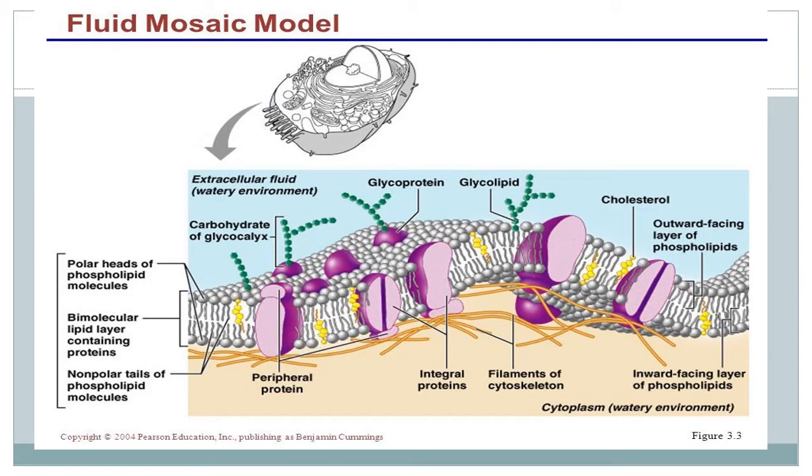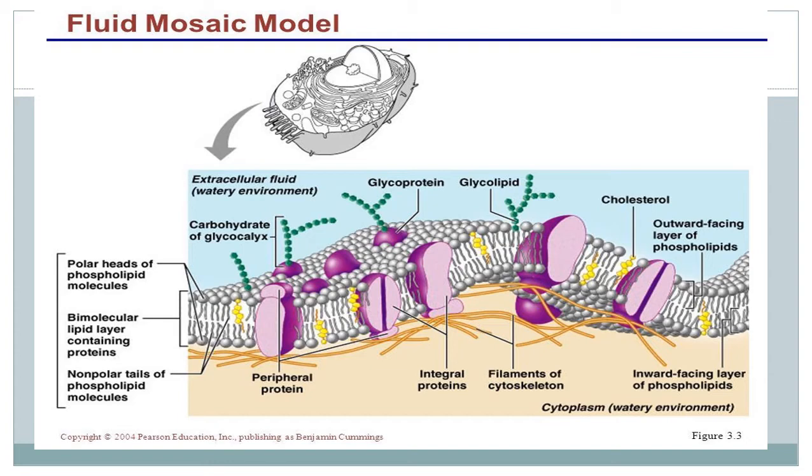Now here is the structure of the fluid mosaic model, showing you the phospholipid bilayer, the phospholipids with the polar heads pointing into the extracellular fluid and the cytoplasm, and the hydrophobic interior formed by these fatty acid chains of the phospholipids.